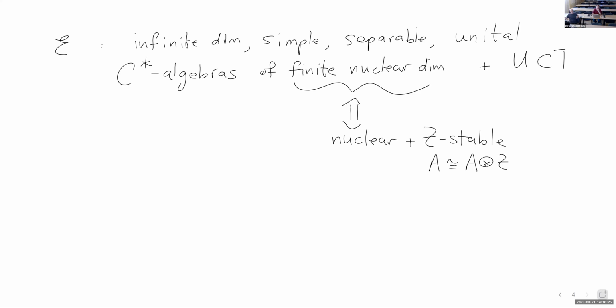But if you want a simple C-star algebra with infinite nuclear dimension, you take one of these examples of Villadsen, which is an inductive limit of homogeneous algebras, so functions from, I think, cubes or spheres.